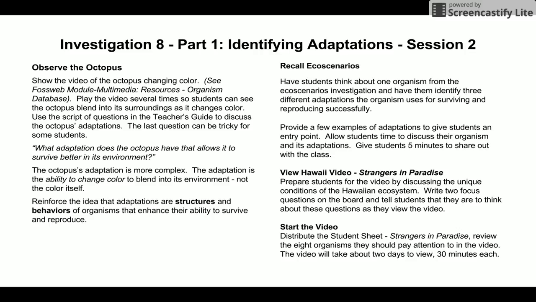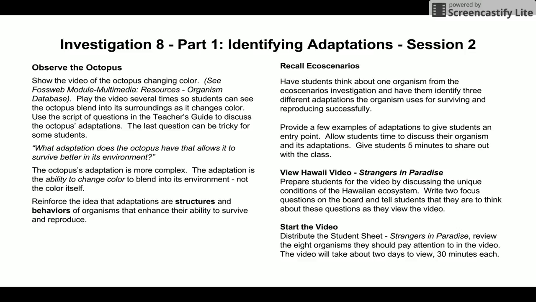Next, have students think about one organism from the eco-scenario investigation and have them identify 3 different adaptations the organism uses for surviving and reproducing successfully. Provide a few examples of adaptations to give students an entry point. Allow students time to discuss their organism and its adaptations. Give students 5 minutes to share it with the class.